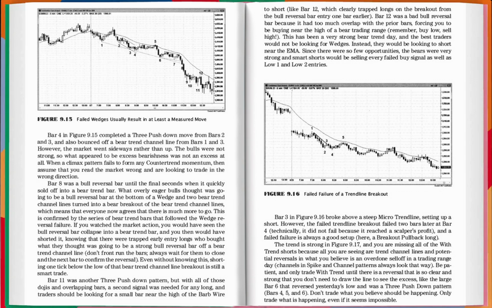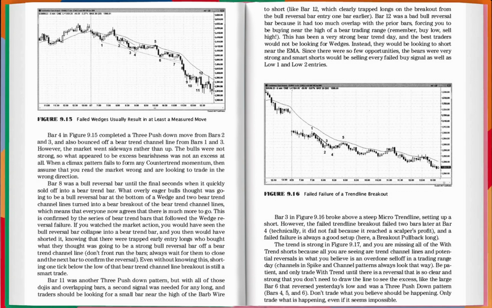If you watched the market action, you would have seen the bull reversal bar collapse into a bear trend bar, and you then would have shorted it, knowing that there were trapped early entry longs who bought what they thought was going to be a strong bull reversal bar off a bear trend channel line. Don't front-run the bars. Always wait for them to close and the next bar to confirm the reversal. Even without knowing this, shorting 1 tick below the low of that bear trend channel line breakout is still a smart trade.